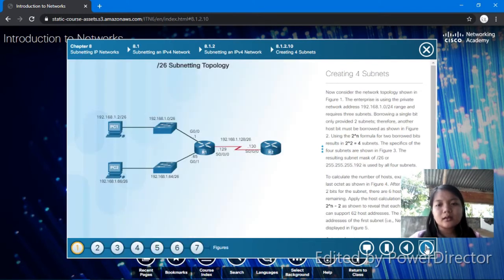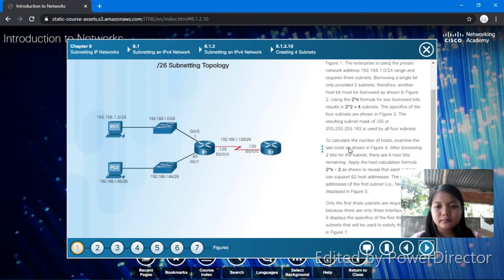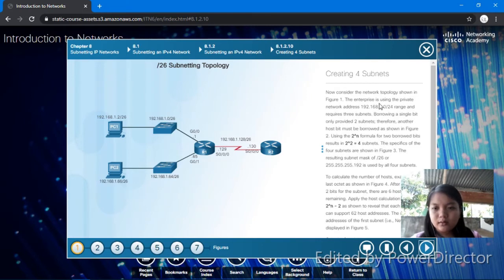Creating 4 subnets: using the 2 raised to n formula for 2 borrowed bits results in 2 raised to 2 equals 4 subnets. So the answers are the subnets.